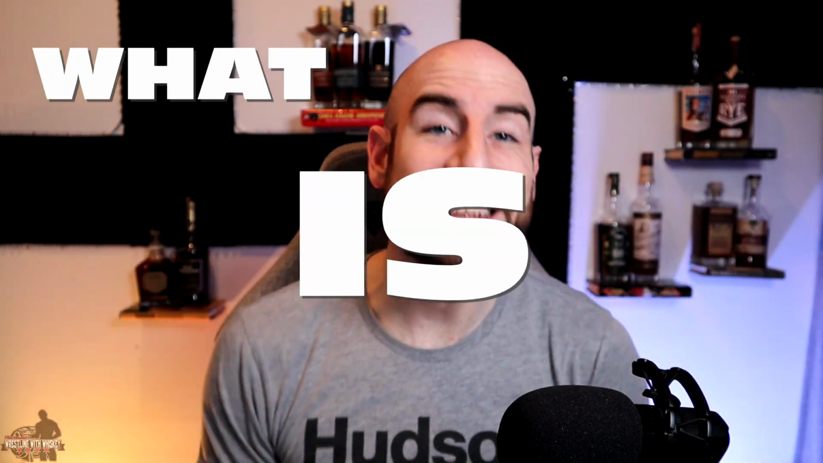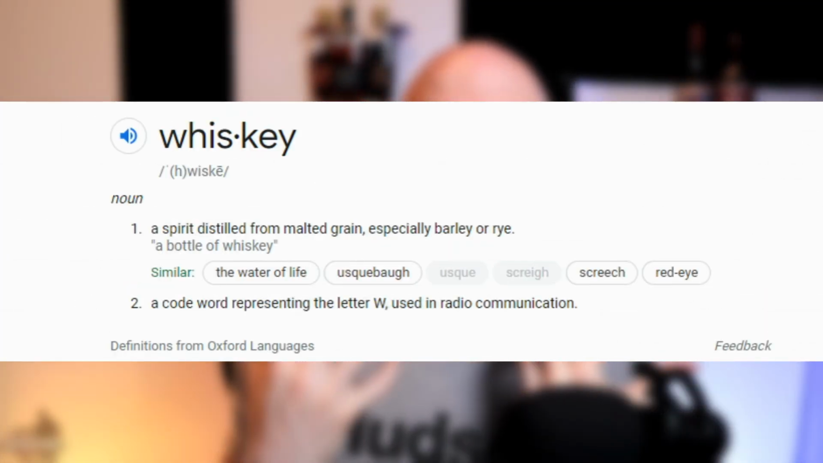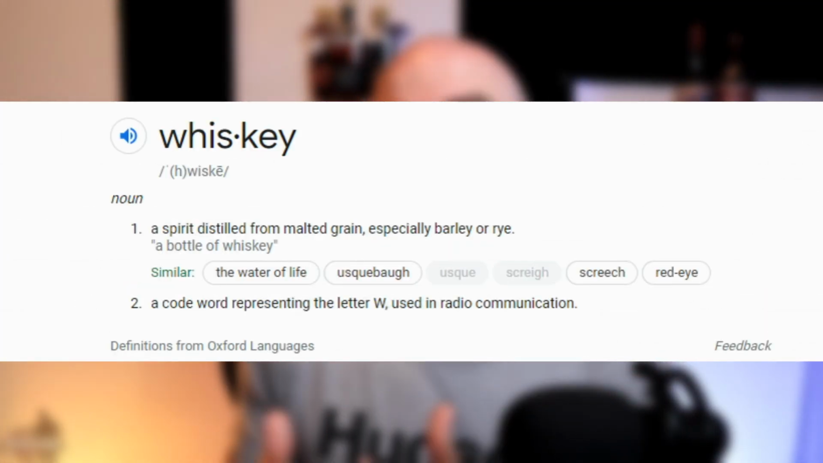So what is whiskey? Before we can get into all the particular types, we got to know what it is. Well, luckily, that's a relatively simple definition. Whiskey essentially is a spirit distilled from malted grain, especially barley or rye. Basically, any cereal grain really is how I was always taught. A spirit distilled from a cereal grain, like corn, wheat, barley, rye, etc.